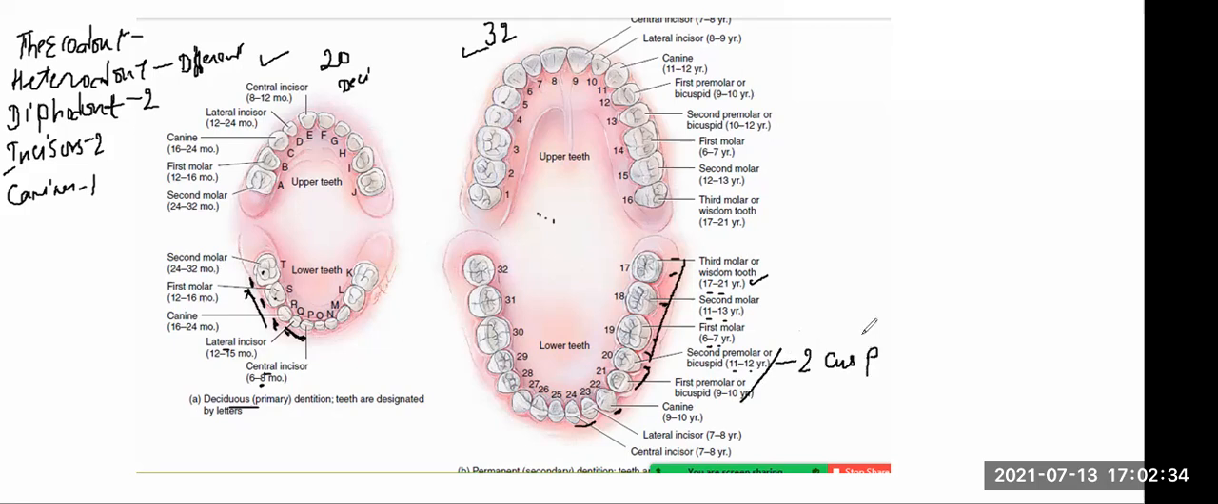Cusp is a pointed end where two curves meet. So these are pointed; they have cuspid shapes. Due to the shape, they are known as cusps, cuspids, bicuspids. They have two cusps, so they are bicuspids. And they have one root. And these are used for crushing and grinding, like I said.